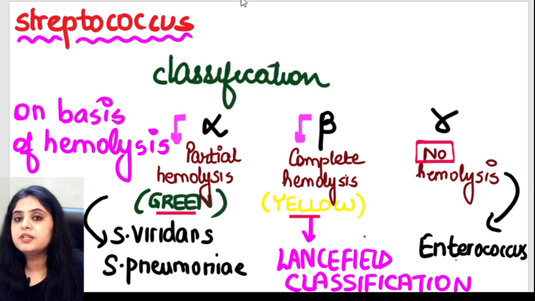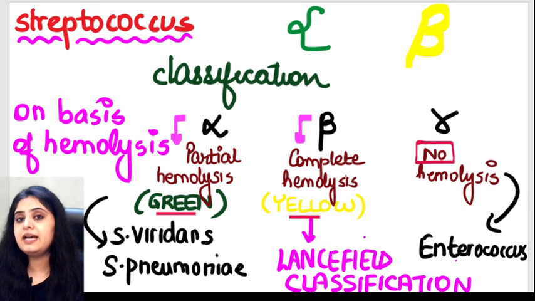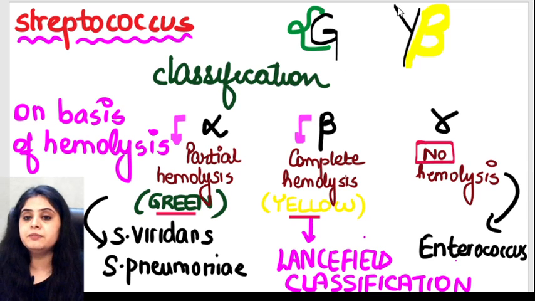How will I learn? The way you write alpha versus the way you write beta. The way you write alpha, you can easily fit a G inside it. So we can easily fit one G inside it. It gives a green color. The way we write beta, we can put a Y next to it. It gives a yellow color.